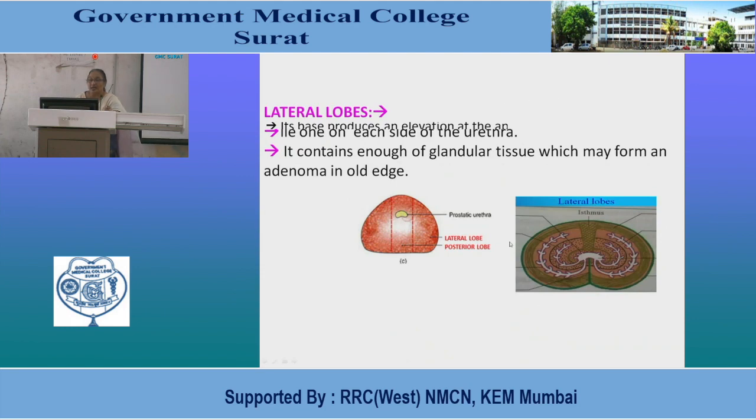Now the lateral lobes. Here you can see the lateral lobes given in the diagram. So the lateral lobes are visualized here. They lie on each side of the urethra. This is the prostatic part of the urethra traversing the substance. The lateral lobes contain enough glandular tissue which may form an adenoma in old age.